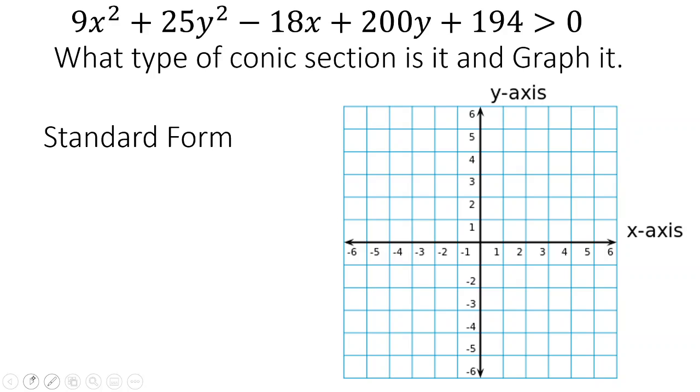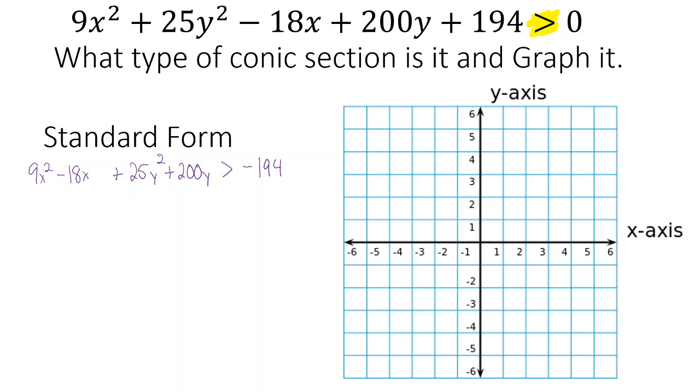Oh boy, another one where it's not in graphing form. So I've got to go through the same process to get it there. So I'm going to separate the x's and y's and put them on the left-hand side. Also, something I want to pay attention to in a problem like this is that greater than sign. So let's not forget about that. So we're going to get the x's together. 9x squared minus 18x plus 25y squared plus 200y greater than negative 194.